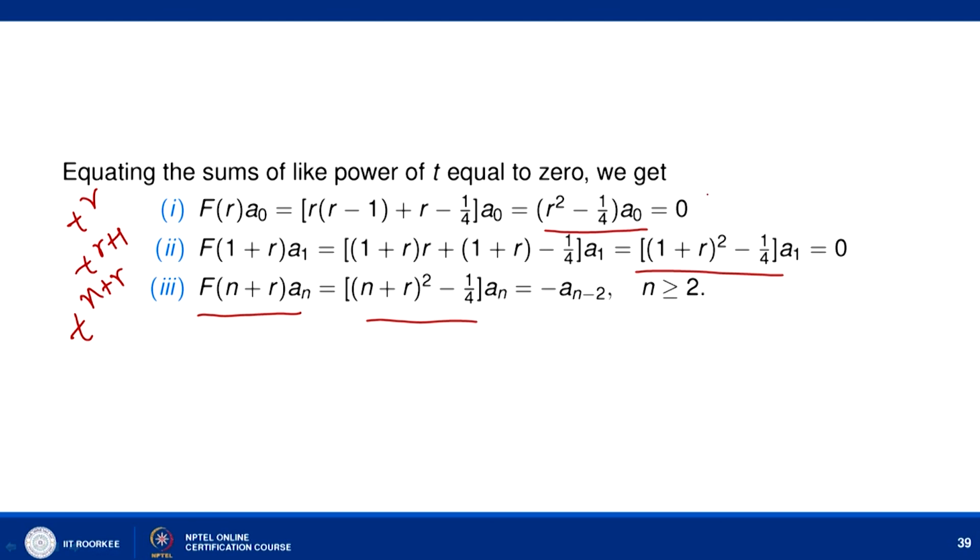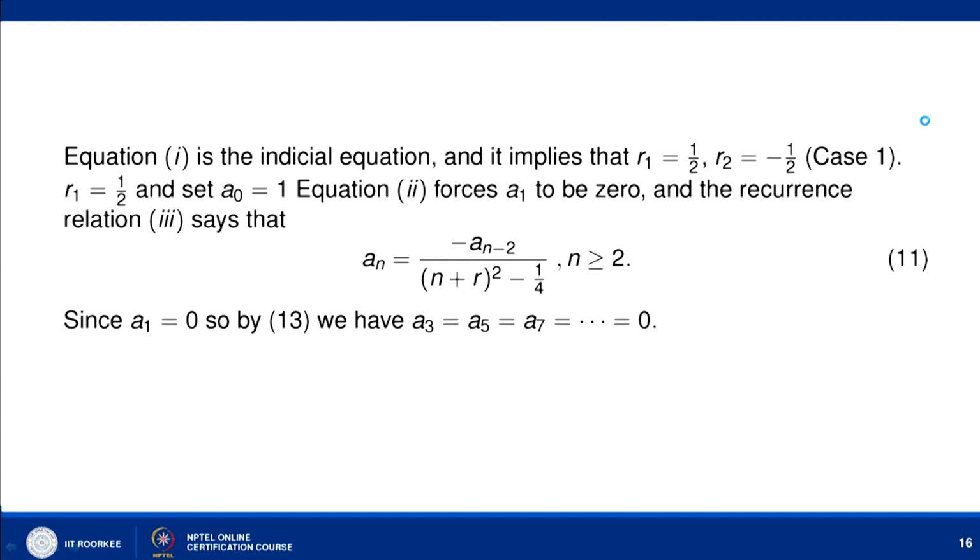So, here we will get these three equations. First is the initial equation, which will give you the values of r for which we can find the solution, and that is nothing but r equal to plus minus 1 by 2. So, r1 is the bigger value, that is 1 by 2, and r2 is equal to minus 1 by 2. So, here we have two roots of the initial equation which are different, which differ by a positive integer, that is 1. So, let us look at the analysis of this.